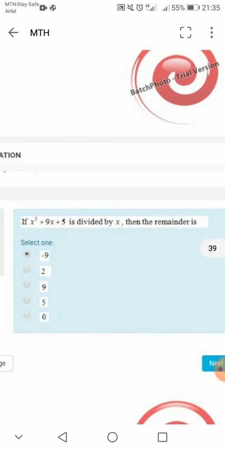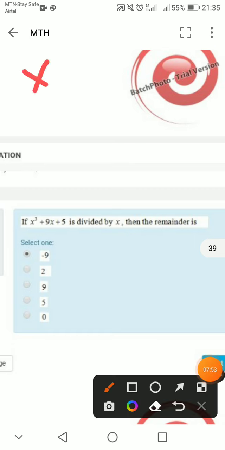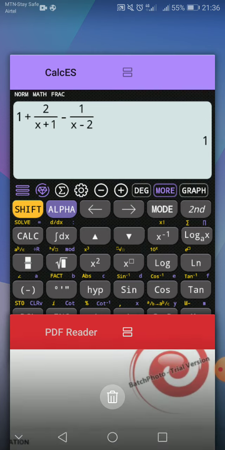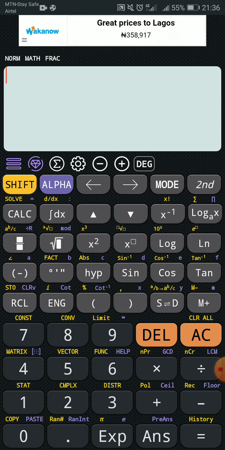There x is 0, so we can start by saying let x be equal to 0. Now assuming they said divided by x minus 2, then we would have said let x minus 2 be equal to 0. That means x is now equal to 2, but now it's just x, so we are equating x to 0. So let's see, we have x cubed plus 9x.